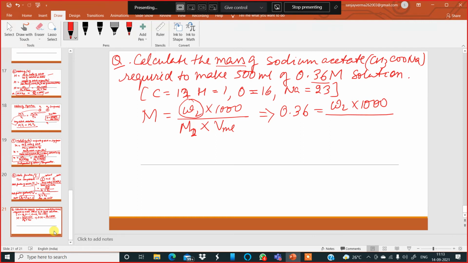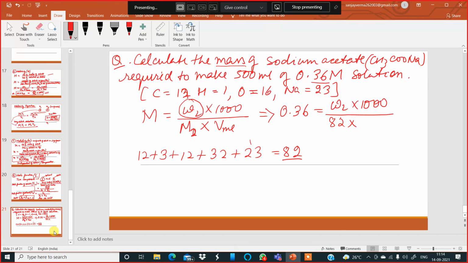Molecular mass of sodium acetate, how much did you get? 72? Is it 72? No, check once. 12 plus 3 plus 12 plus 32 plus 23. Let's calculate. It is coming 82. Oh, there is a small mistake. Never mind. So M2 becomes 82.